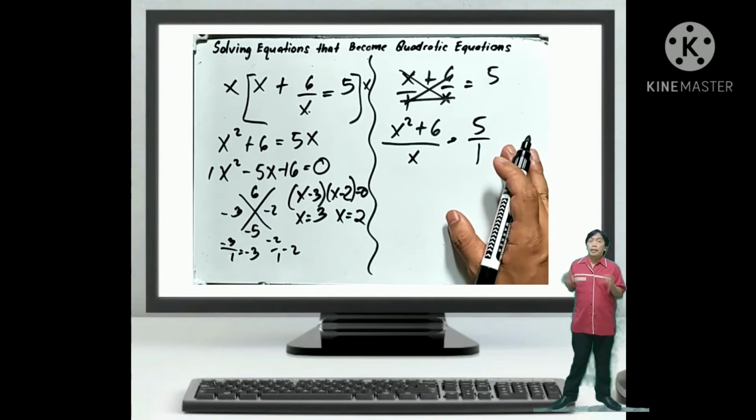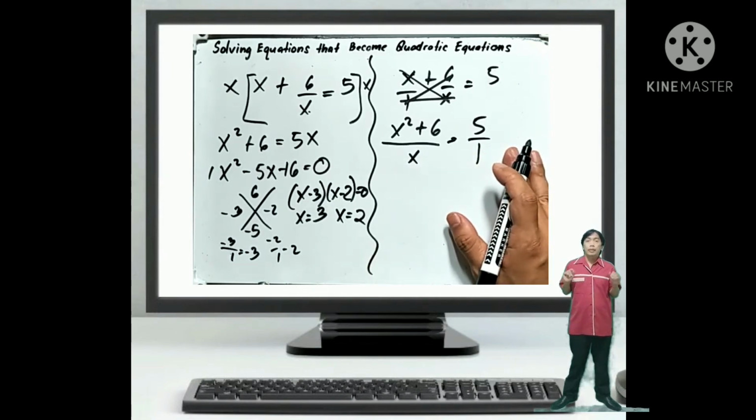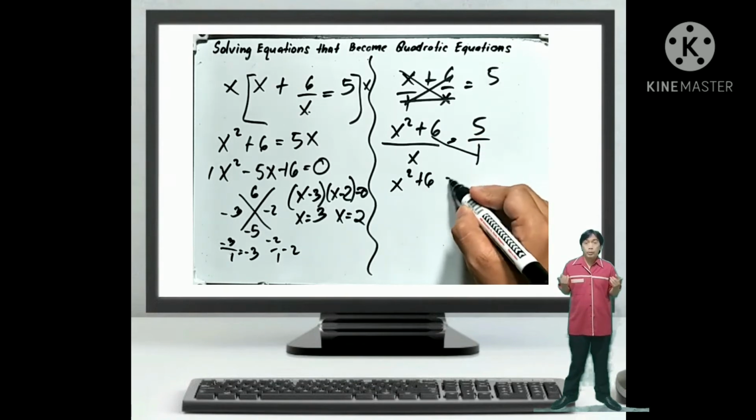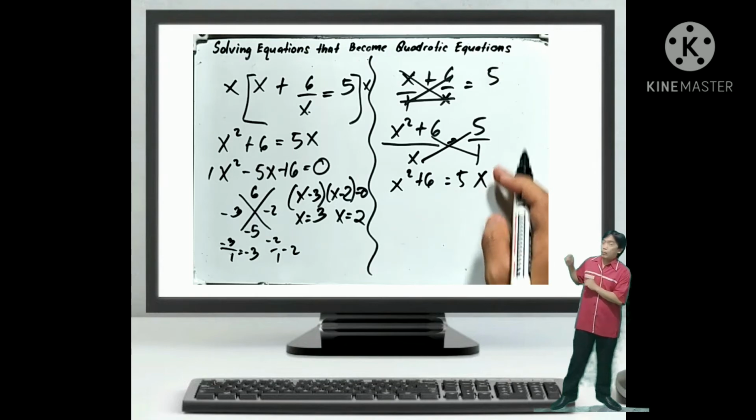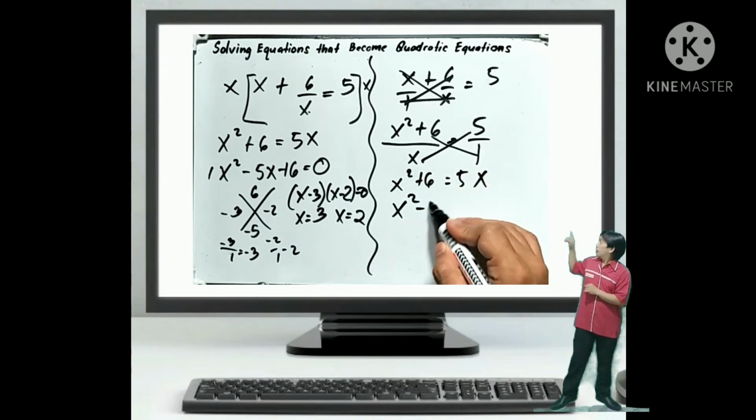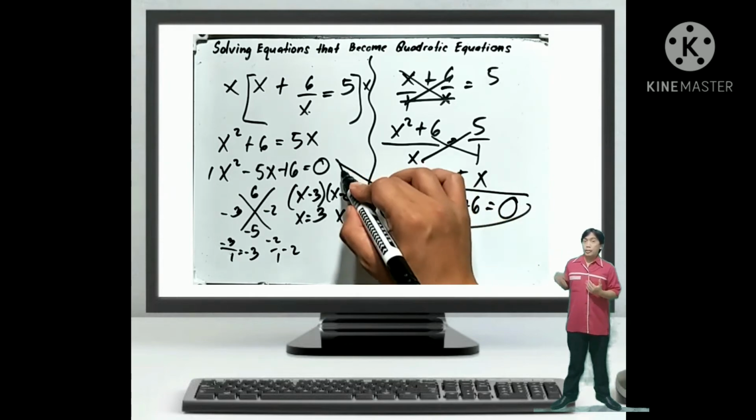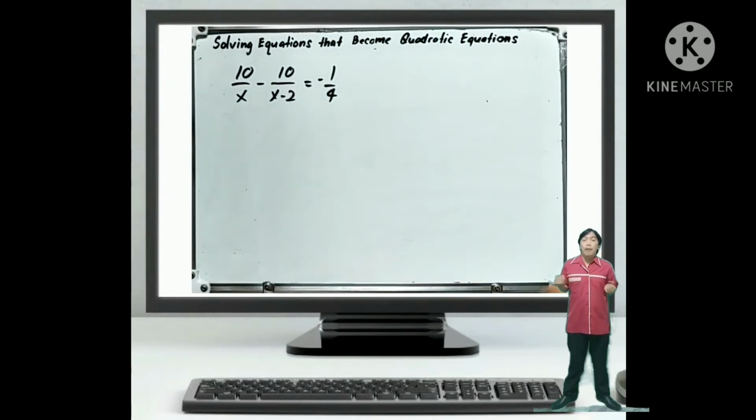Since I have here two fractions already on the left and on the right side of the equation, I can just cross multiply. So x squared plus 6 is equal to 5x. So transposing 5x here, x squared minus 5x plus 6 is equal to 0. That is just the same as this one. Okay, let's have another example.